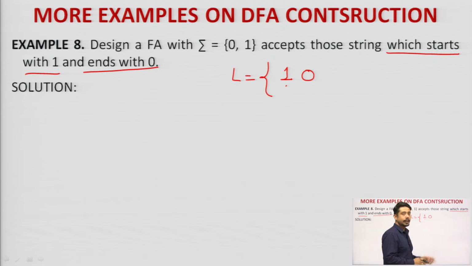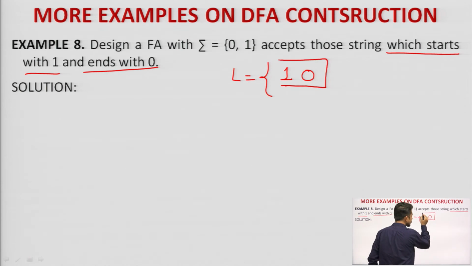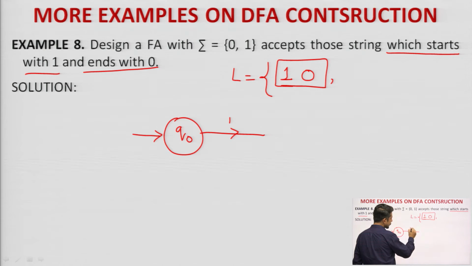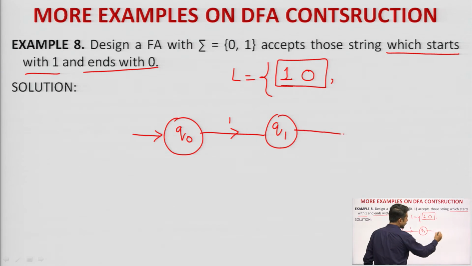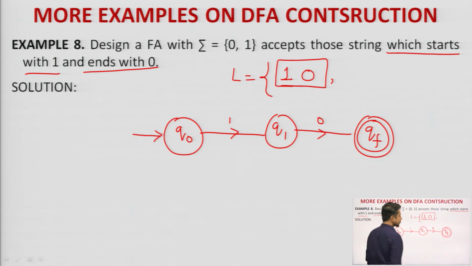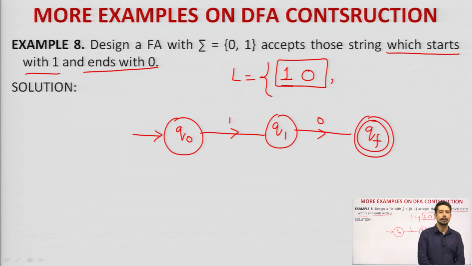Now, in between there are no restrictions, it can be any combination of 1 and 0. So, what do I have to first fulfill? First I have to fulfill this particular string. I have to take a state, say q0, take a transition on 1 to q1, then 0, then make it a final state. Now, if you look into this diagram, can I say that 1 0 will be accepted? Yes. And can this be interpreted as starting with 1 and ending with 0? Yes.